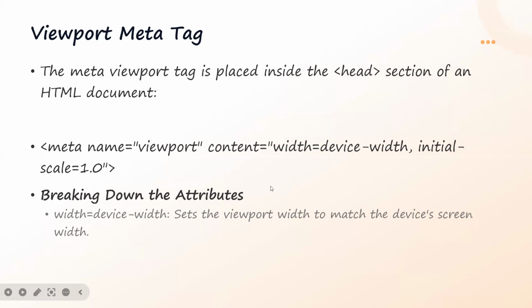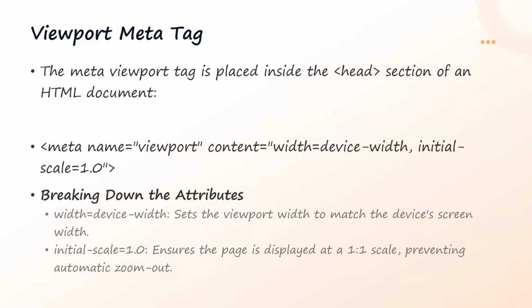The content has attributes like width equal to device-width. So we are telling the browser, set the viewport width to match the device's screen width. Whatever screen or device that the user is using, match our content to the device screen. If the screen is 200 pixels, if it is 500 pixels, whatever it is, match it for us. So with this attribute, you are telling the browser to set the viewport to match the width of the user's device screen. And we are saying the initial scale is 1.0.